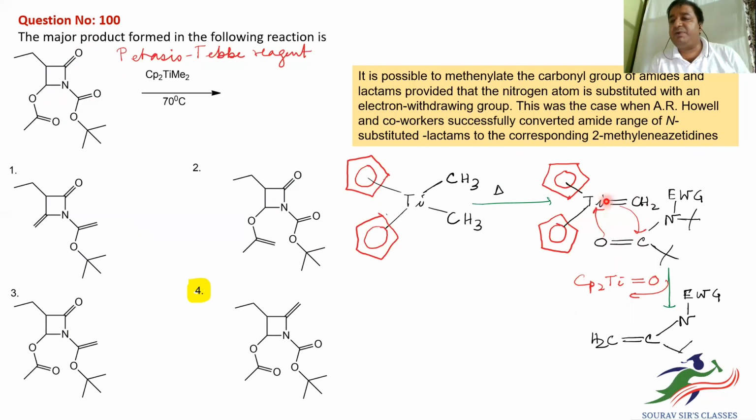This is going through a 4-member transition state, again very similar to what happens in a Wittig reaction, isn't it? So the Cp2Ti=O will be cleaved off from that 4-member transition state, and that would subsequently lead to the formation of a CH2 olefin bond. And looking at all the options, we can see here it is intact, here it is intact, here also it is intact. So here we are having the conversion of C=O to CH2. Hence, this is our answer.